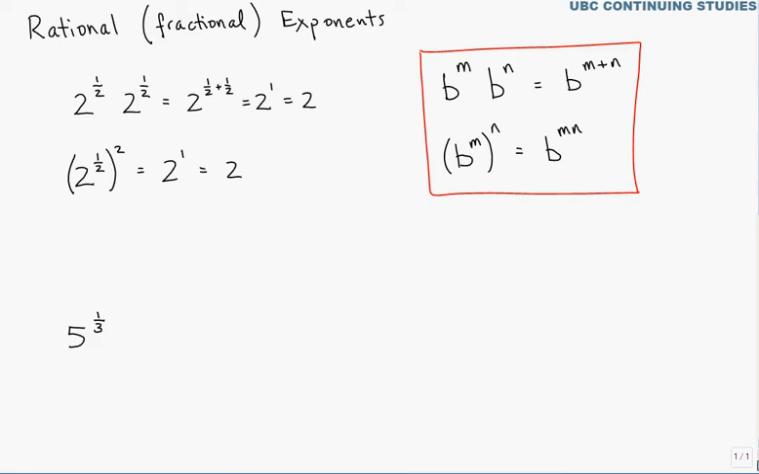So let's think about this for a second. We've got something that we don't really know what to do with, 2 to the power of a half, but when we square it, or multiply it by itself, we get 2. Well, we already know something that works that way. Root 2 times root 2 is equal to 2, or equally, root 2 squared is equal to 2. So therefore, 2 to the power of a half is exactly the same as root 2.